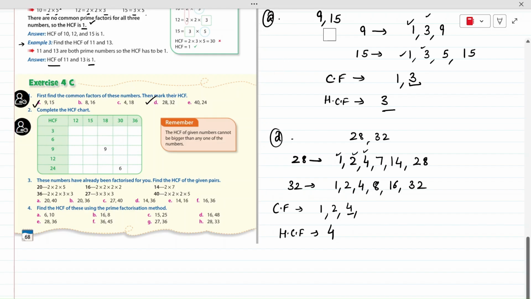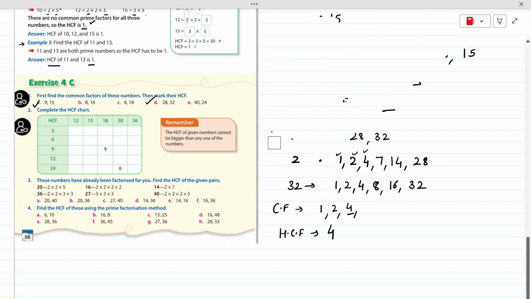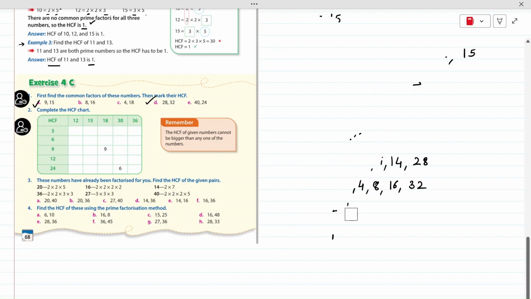Now I am erasing this to pick the next question here, where we have given a chart, and for the given numbers we have to find the HCF, that is the highest common factor. Again, I am doing the first one for you. Let's do this. Question number 2. So first is HCF of this number and this number. It will come here.